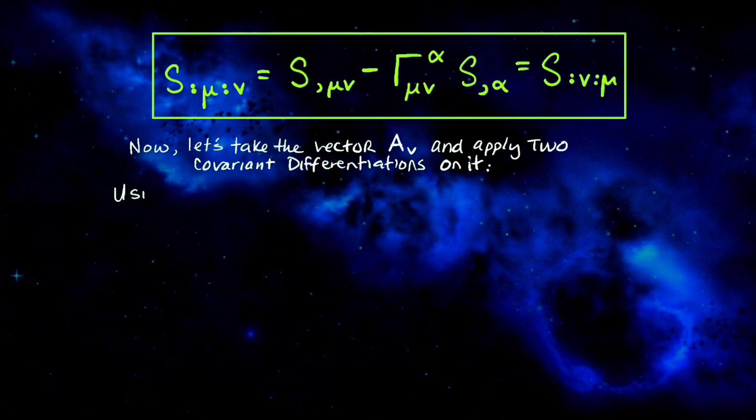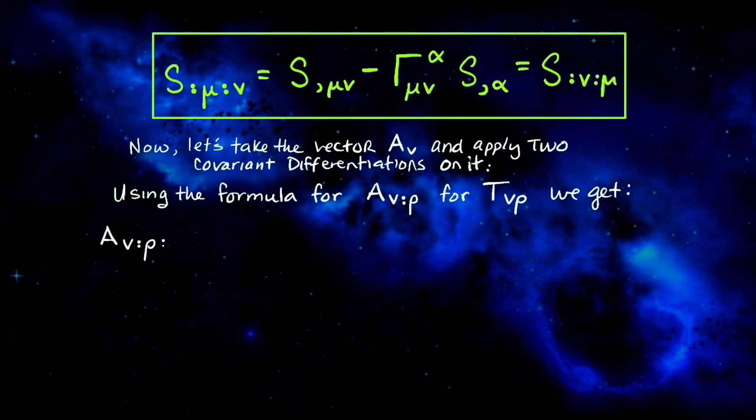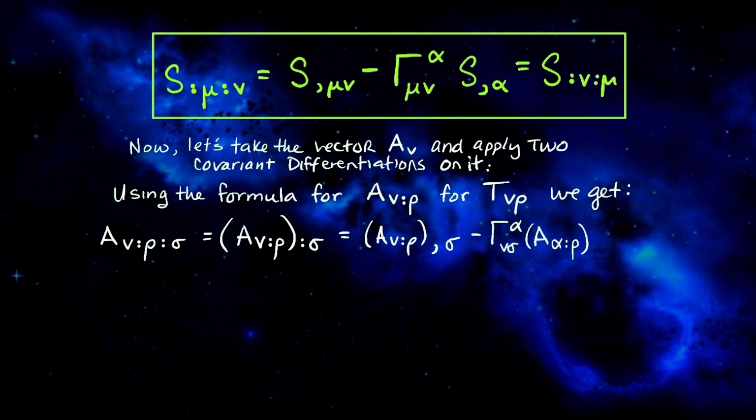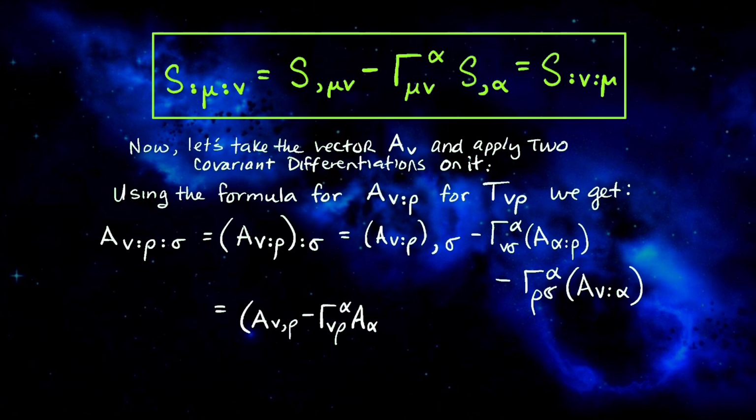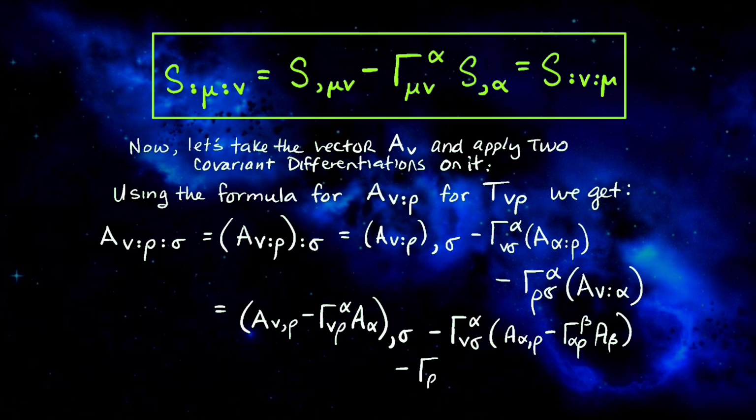So if we now take a vector a nu and apply two covariant differentiations on it, using the formula for t nu rho from earlier, we can then expand this out in the following way. Now, this is a bit of a tedious bookkeeping process to keep your derivatives as you go through and differentiate each part. But with careful collecting of terms and indices, we get this expression.